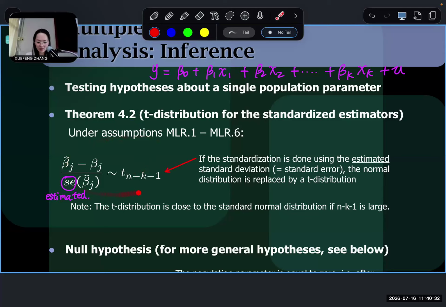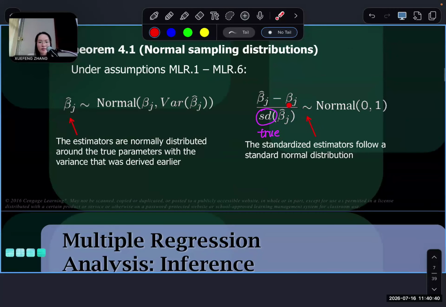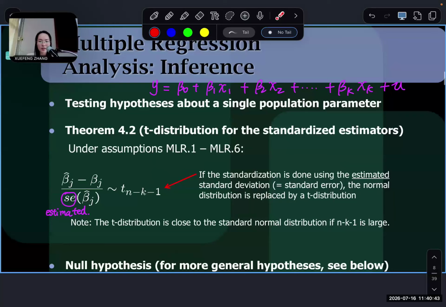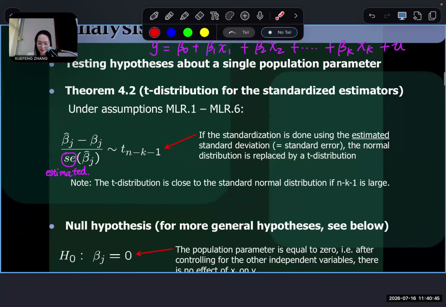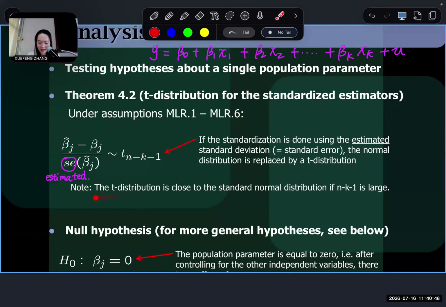Why the change? Because now we have extra estimation uncertainty from estimating the standard deviation itself, and the t-distribution accounts for that. Okay, here's the note. The t-distribution is close to the standard normal distribution if n minus k minus 1 is large. So in large samples, it barely matters. T and normal give almost the same answer.